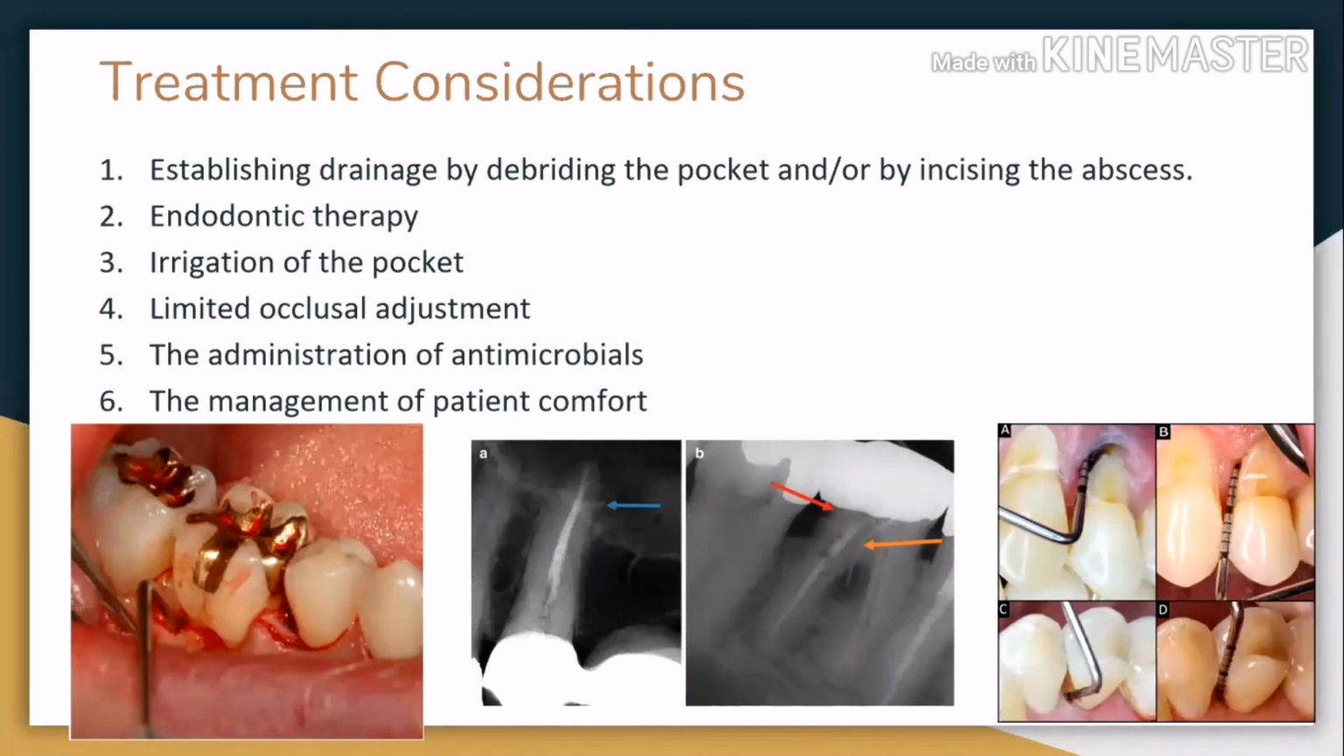Endodontic therapy such as root canal treatment helps to remove the infection, relieve the pressure, and usually helps to heal the abscess. Other treatment considerations include irrigation of the pocket to clean small spaces between teeth and gums, limited occlusal adjustment to relieve contacts, administration of antimicrobials such as penicillins and tetracyclines, and lastly, management of patient comfort.